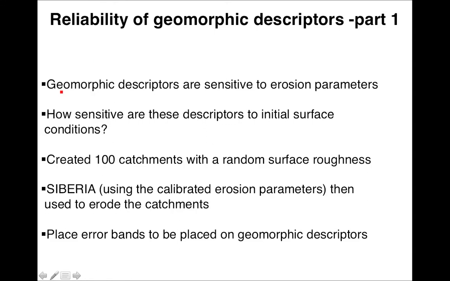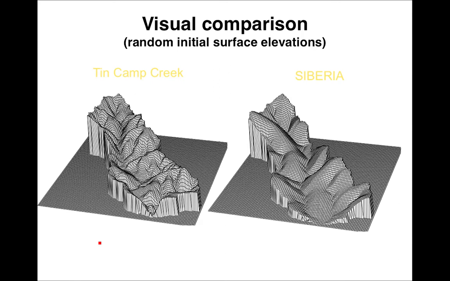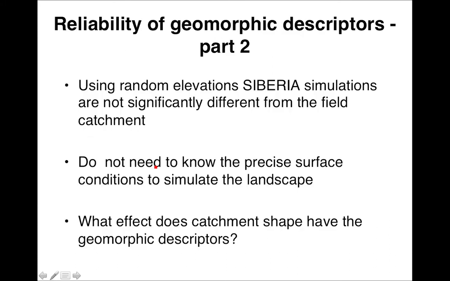All right, so these geomorphic descriptors are sensitive to the erosion parameters. But how sensitive are they to the initial surface conditions? So Greg created 100 catchments with random surface roughness, ran Siberia, and then he could place error bands around those geomorphic descriptors, right, to see what was the effect of the initial conditions. Slightly different random surface initial conditions. Look at how the model ended up, and again, Siberia looks like the real thing.